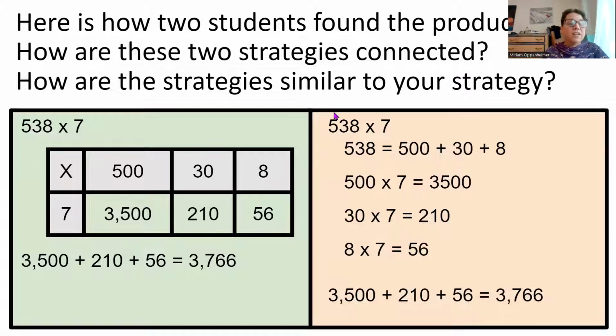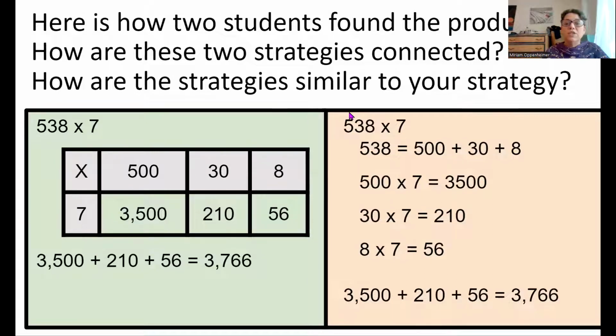How are these two strategies connected? How are the strategies similar to your strategy? Your strategy is your way. What did you do? Okay, 538 times 7. We have 500 times 7. 30, because it's 38. 30 times 7 is 210. And then 8 times 7 is 56, because 5, 6, 7, 8. 7 times 8 is 56.